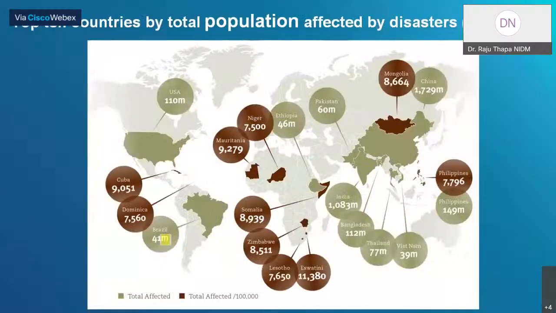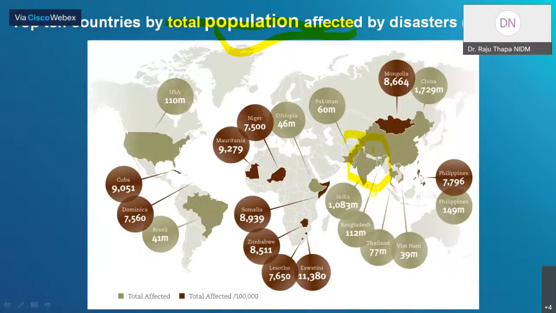And also, if you see China and India, typically they dominate the total population affected. Whenever you talk about the list of countries by impacts in absolute numbers, you will see that China and India dominate, largely due to the massive population. Because when I ask you to name the two most populated countries in the world, it is China and India. So you can imagine that.